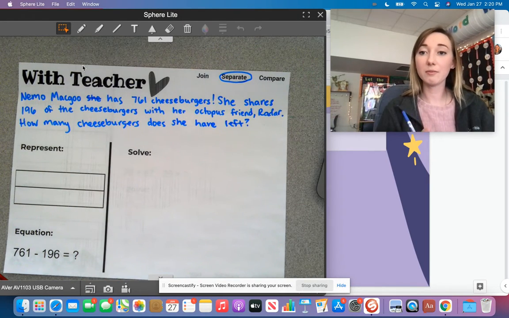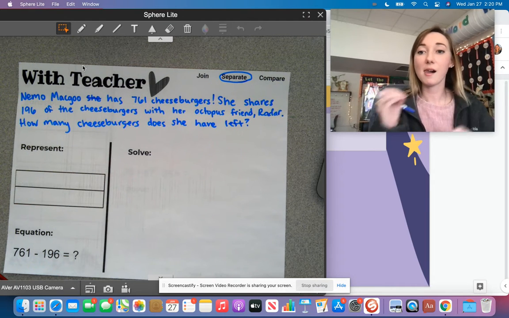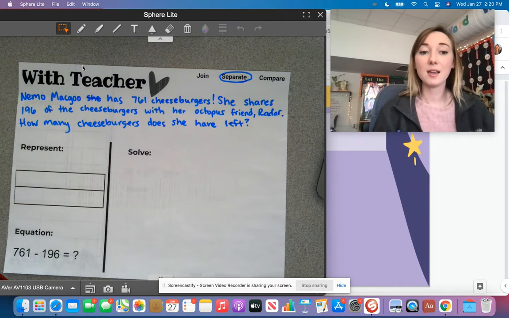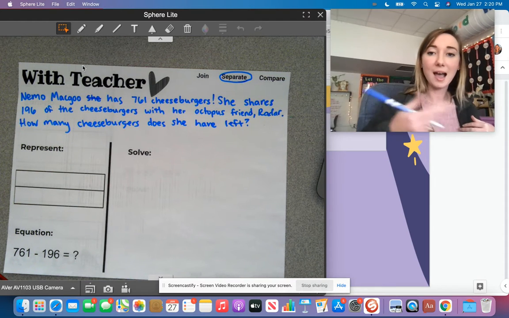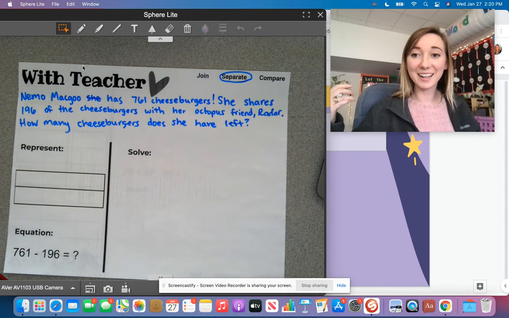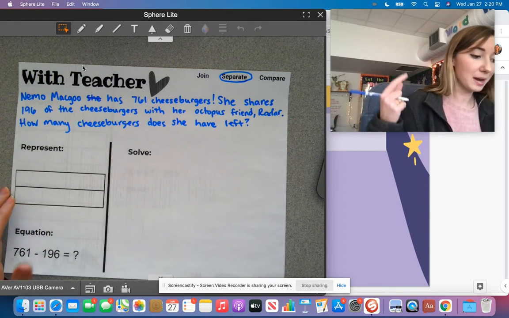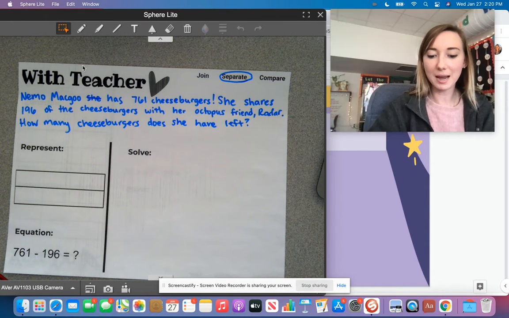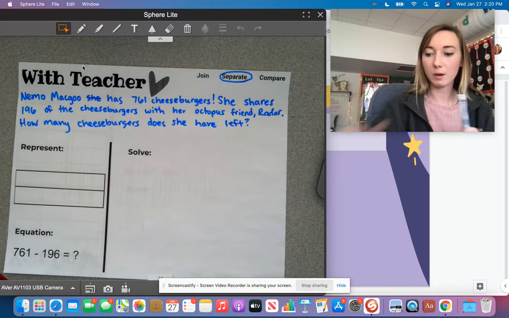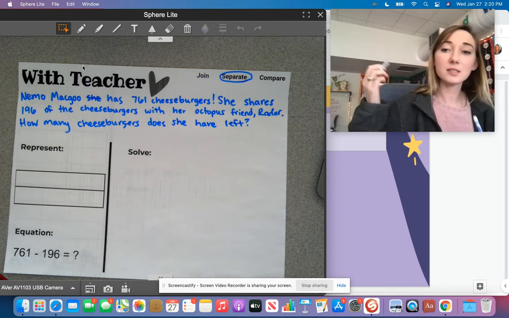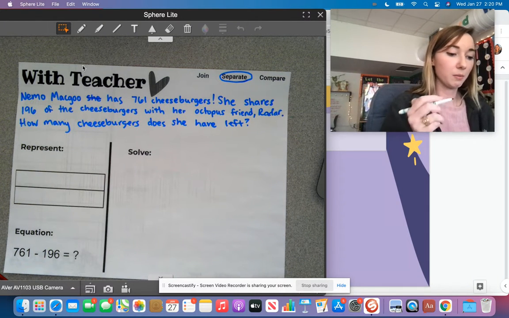So we want to be really careful when we're writing these that we are using the information that's given and making it make sense, okay? So now I have a word problem. Can I represent it? Yes, I can. I'm going to represent this. I'm going to put my whole. What is the whole in this problem? Actually, let's go back and solve it the way we normally do. What is the whole in this problem? What do you guys think?